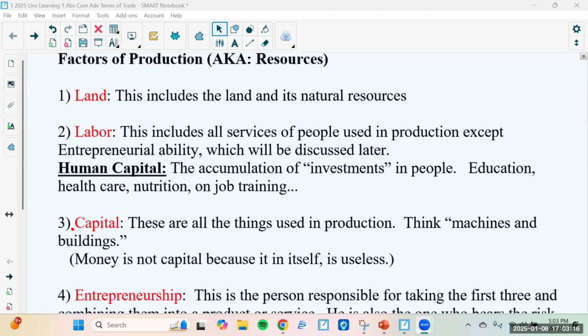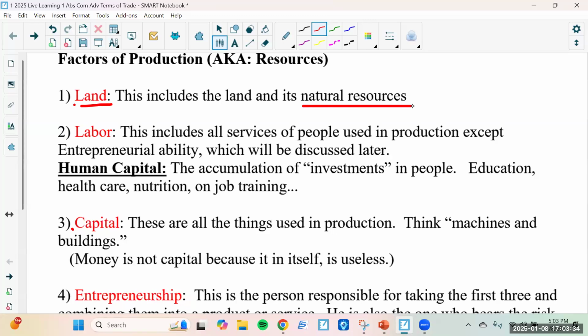So here we go. There are four factors of production, as I said. The first one is land. Land tricks people because when you think of land, you think of a field out there or what have you. But land is not only the land itself, but all the natural resources that come from that land. So oil is land, unprocessed oil is land. Trees are land. Fish are land. The ocean is land. Anything that comes natural from the earth is considered land.